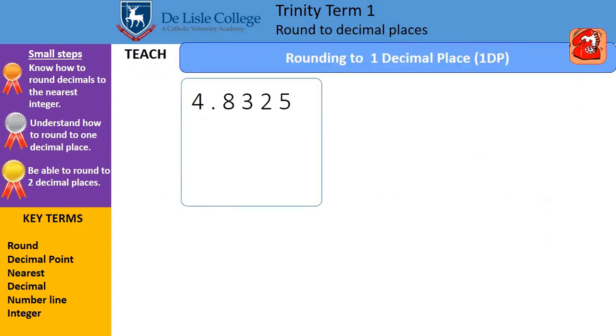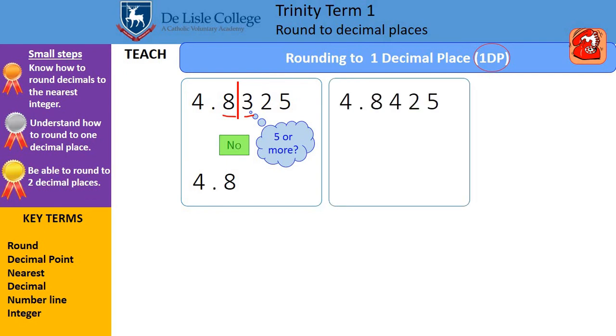Right, brilliant, rounding to 1 decimal place. This time we're looking at the second number to the right because this is the value that might change, because we want one number for the decimal point, so it's the next one that's in charge. Is the 3 5 or more? Well, no, it isn't, so you get 4.8. Then we've got 4.8425. Is that 4 5 or more? Remember, when you round to 1 decimal place, it's the second decimal number that's in charge. It's not 5 or more, so you get 4.8 again.